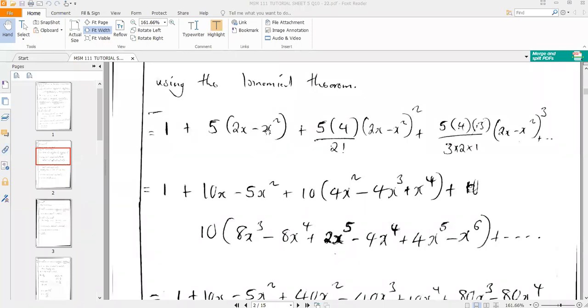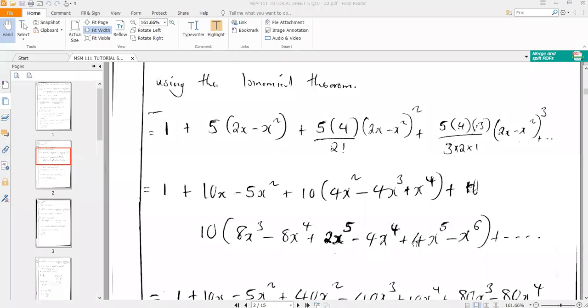So now we go to the negative part here. We have negative x squared times 4x squared, and we're having minus 4x to the power 4, because this is the power 2 and here we have power 2, so the powers will add. Then negative x squared times positive 4x to the power 3, this negative here turns into positive.